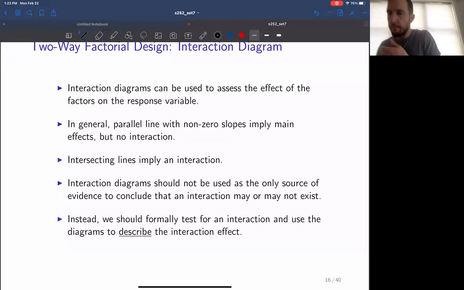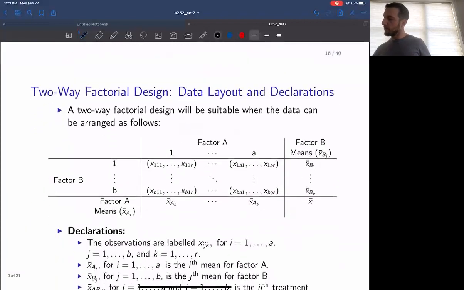Okay, now the question becomes: from the interaction diagrams, I have evidence that there could be a main effect, and I have evidence that there could be an interaction effect. But is there statistically significant evidence? That leads us into the next part of the lecture set, which is the development of the two-way ANOVA F test.